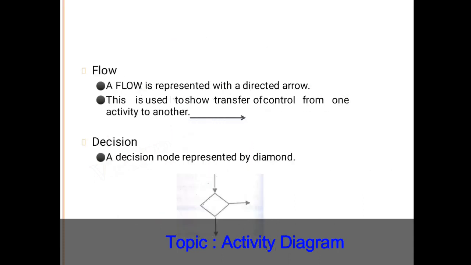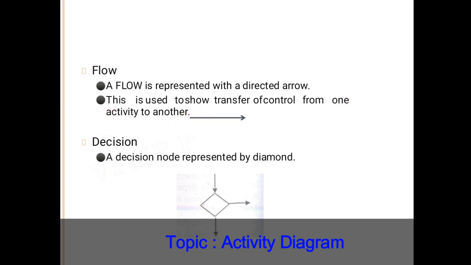Okay, next, flow. A flow is represented with a directed arrow. This is our basic arrow direction, known as a simple directed arrow, and this is used to show transfer of control from one activity to another activity.